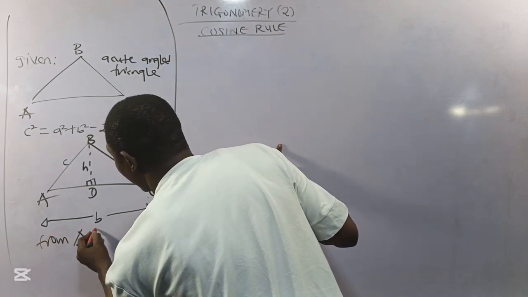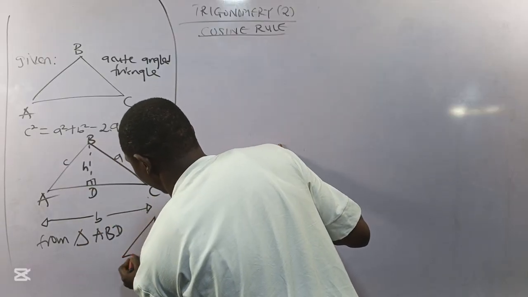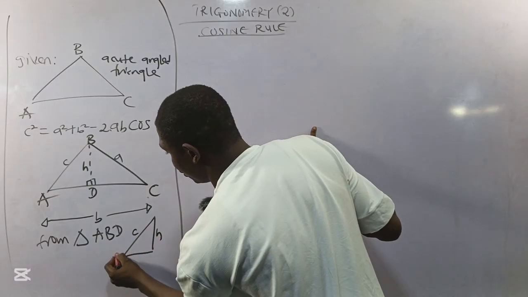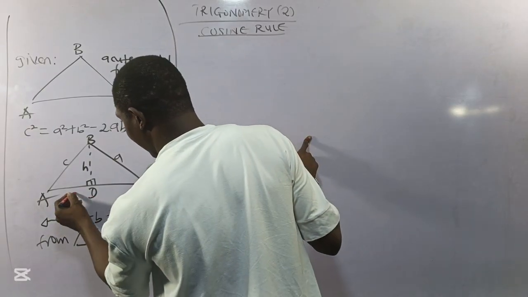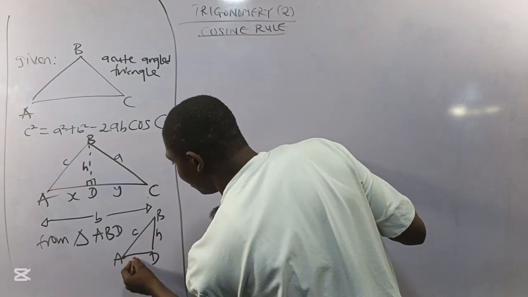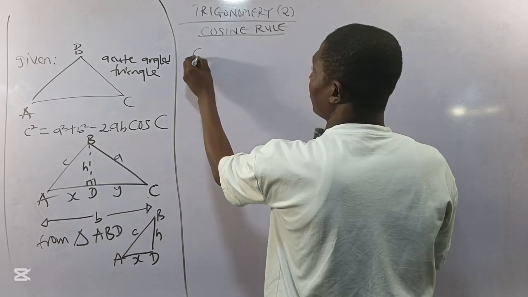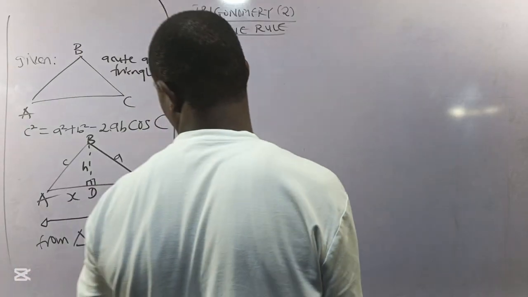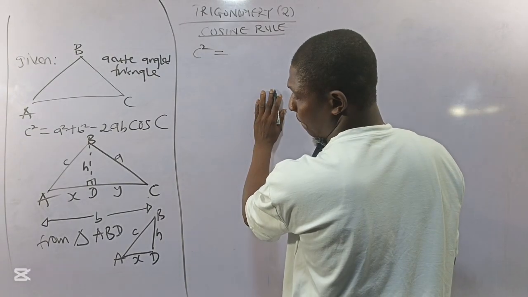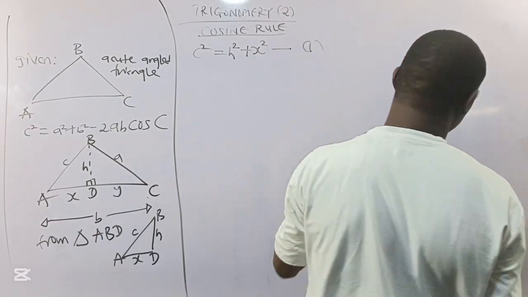So I can have, from triangle ABD, this triangle here, c, H, A, D, B. And let me take AD as X and DC as Y. So from triangle ABD, we can see that C squared is equal to H squared plus X squared. You can take this as equation 1.